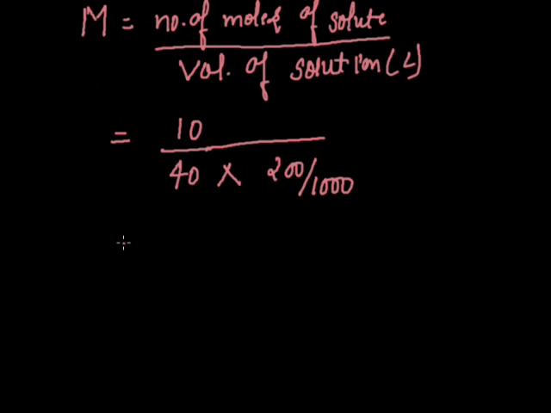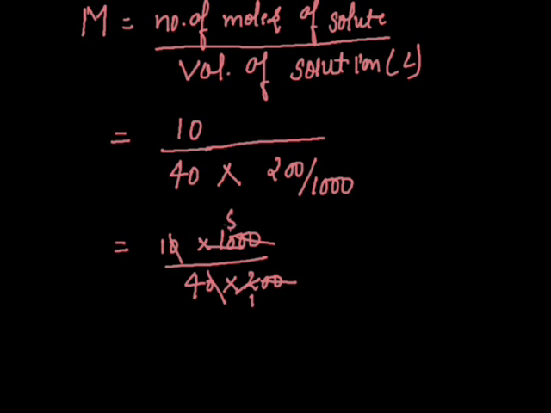So it will come out to be 10 into 1000 by 40 into 200. So the molarity comes out to be 5 by 4, and it is equal to 1.25 molar. Now we'll see the second question.